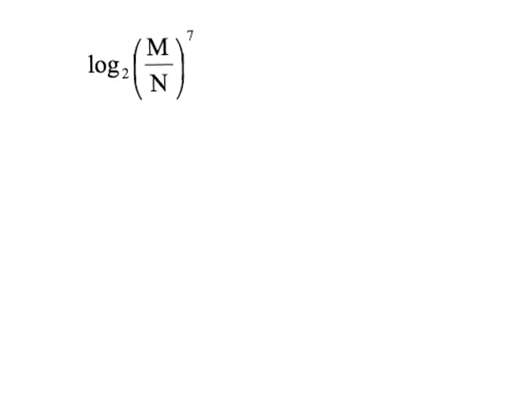In this example, I'm looking at log base 2 of a quantity m divided by n raised to the 7th power. And again, I'm being asked to expand this logarithm. I'm going to begin by using the property about the exponent that says I can take the exponent and bring it down in front of the logarithm. So this is equal to 7 times log base 2 of m divided by n.